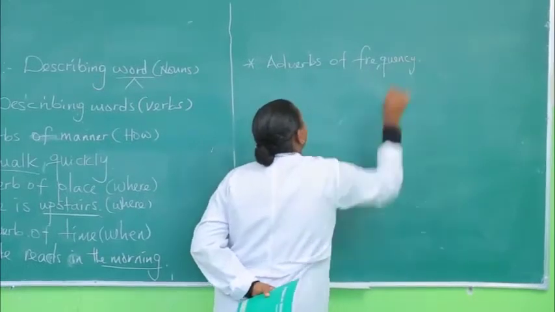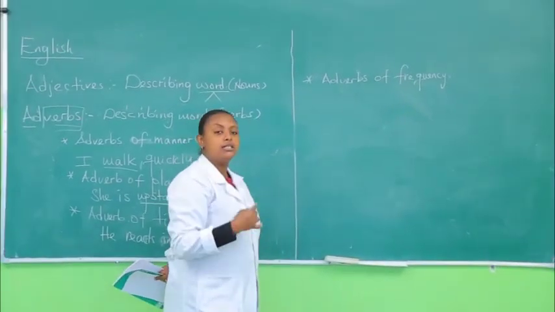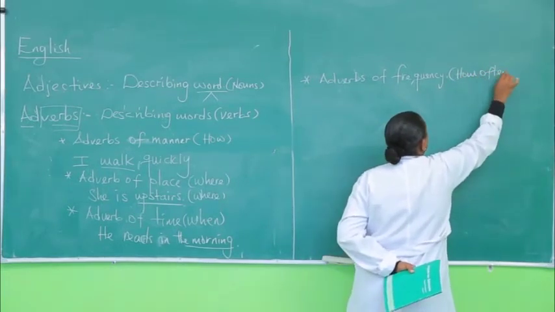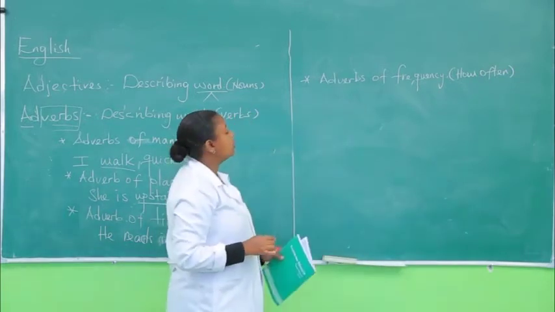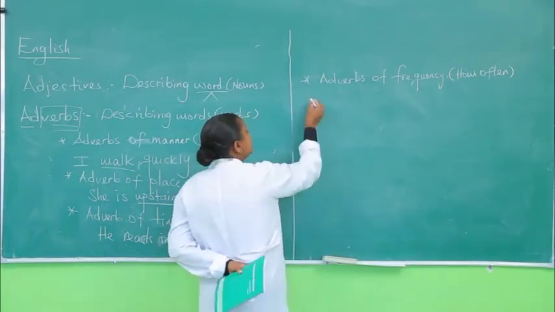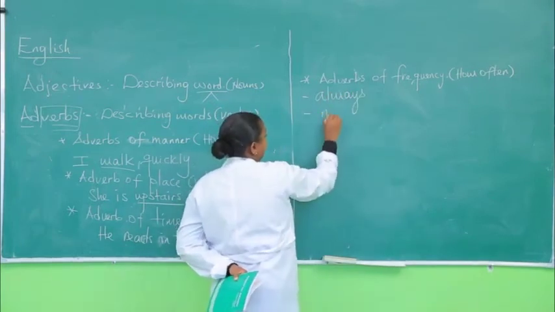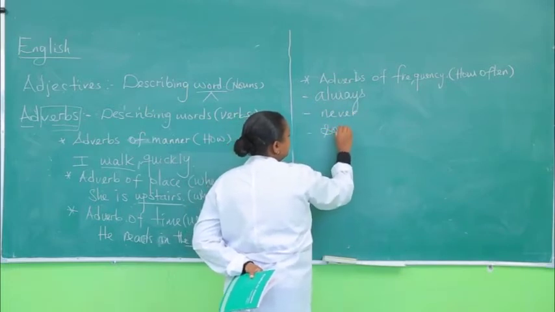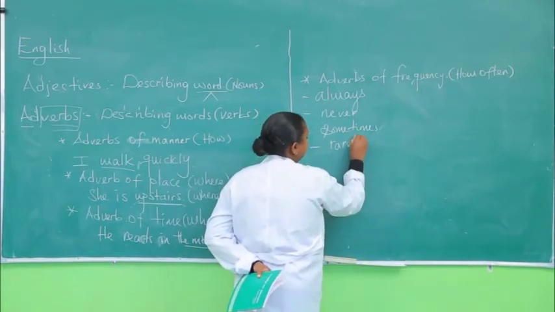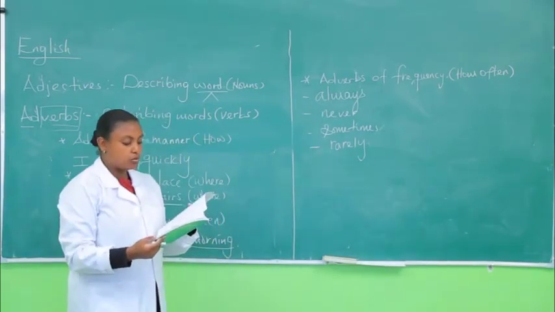These adverbs of frequency tell us how many times the action happened, or how often the action happened. This adverb of frequency answers how many times or how repeatedly the action is happening. You can see some words like always, never, sometimes, rarely. You can find those examples in your textbook. You can find it on page 17 of your books.